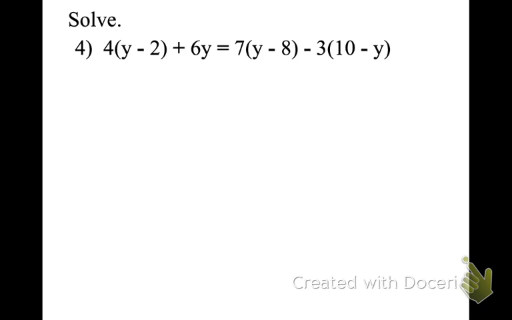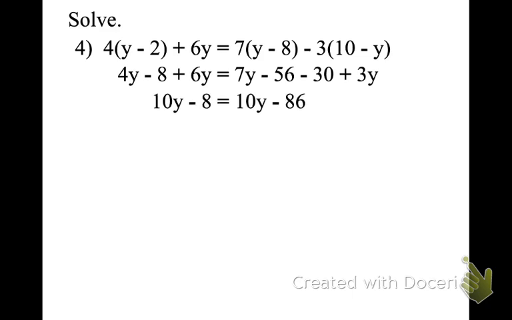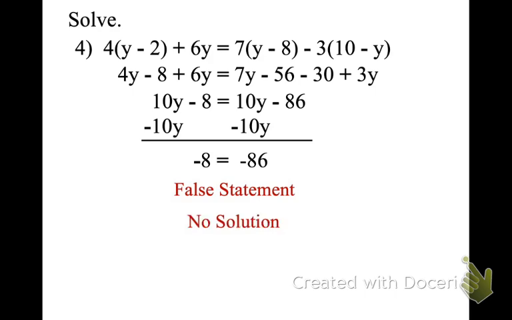Now let's check our work. We distribute first, and we get 4y minus 8 plus 6y equals 7y minus 56 minus 30 plus 3y. I'm going to combine my like terms on each side. 4y plus 6y is 10y. And on the other side, 7y and 3y is 10y. Negative 56 and negative 30 is negative 86. So now I'm going to subtract 10y on both sides. And then, what are we going to say? No solution. It's a false statement. Negative 8 is not equivalent to 86. Let's try the next one.